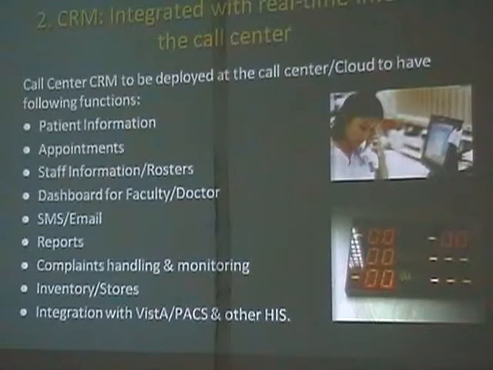The staff information and rosters. And we provide a dashboard for the faculty and the doctors, an SMS, email, various kinds of reports, complaint handling and monitoring, becoming one of the key things, inventory and stores, and integration with best of course, otherwise this whole system will not run.